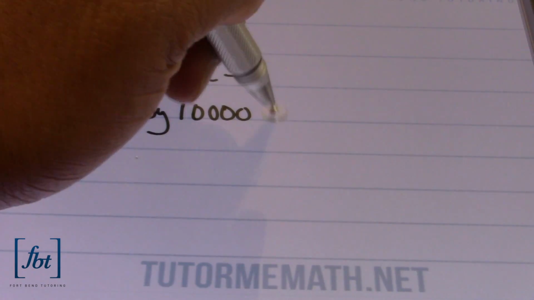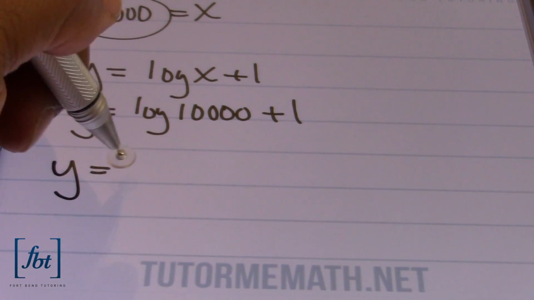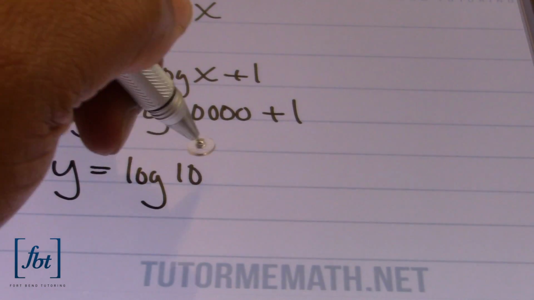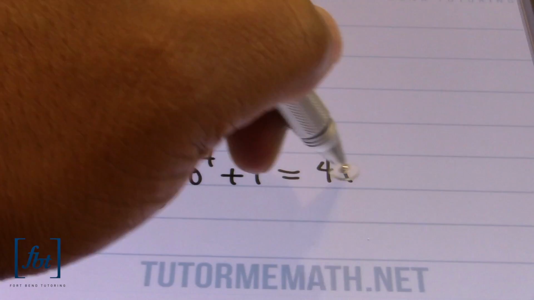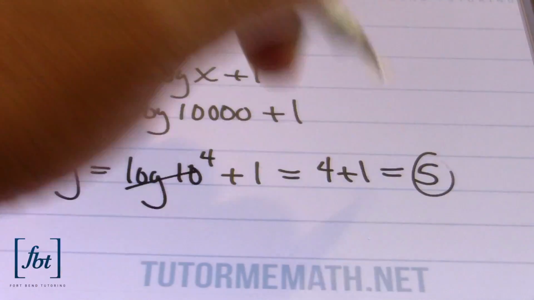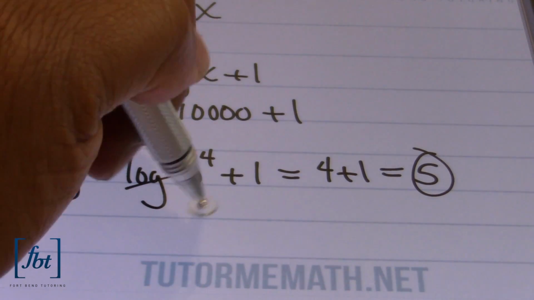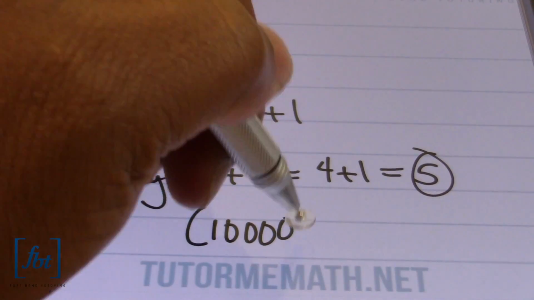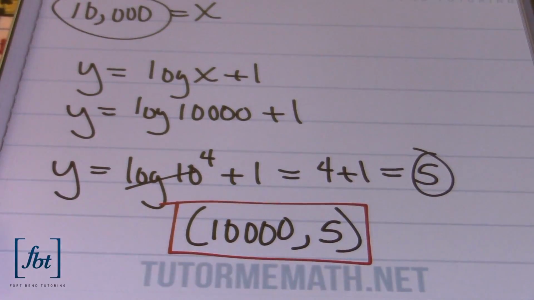10,000 plus 1. And simplifying this, we can show that this is going to be log of 10 to the 4th power plus 1, knowing that the log and the base 10 will cancel out to just give us 4 plus 1, which equals 5. So here is our value of y. So that means that our point of intersection is going to be 10,000, 5. And that's it. Red box it in. That's problem number 8. Not bad at all.